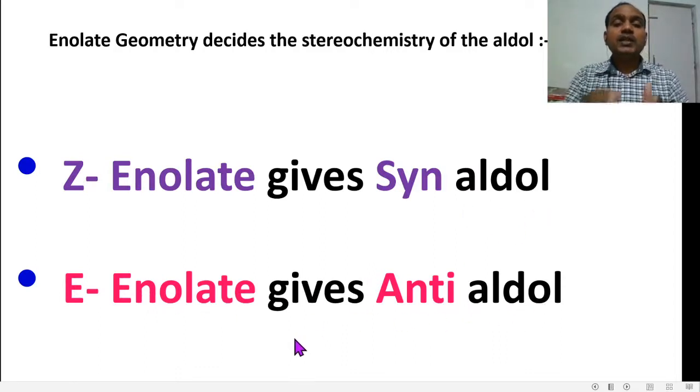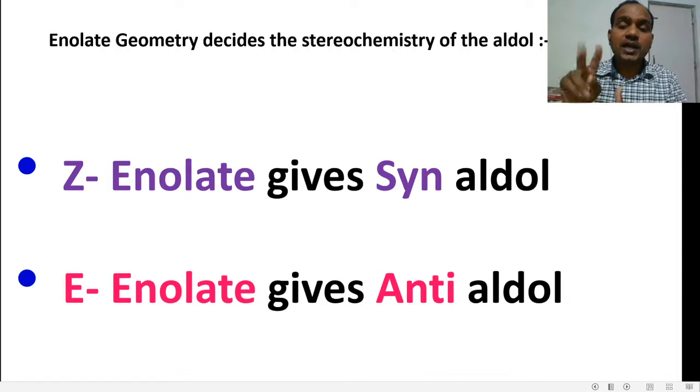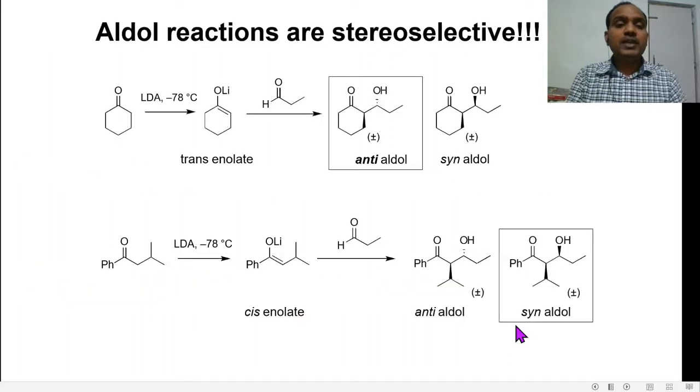You have to write the proper chair conformation for that, and according to that chair conformation we have to write the product formed in the chair conformation and what is the orientation of that substituent present on the new generated chiral center. If both have the same orientation, either alpha or beta, then it is a syn aldol, and if both have different orientation, then it is an anti-aldol, and that can be achieved by using the geometry of enolate. Z enolate gives syn aldol, E enolate gives anti-aldol. Now we see the further examples here.